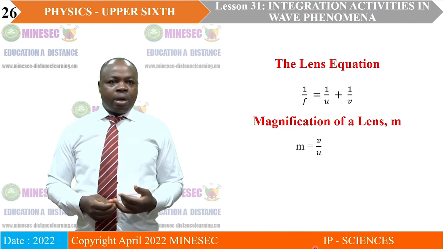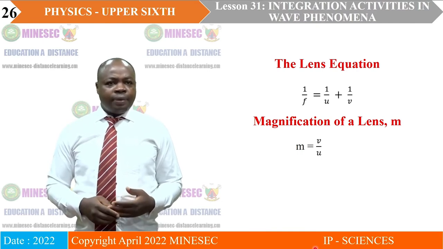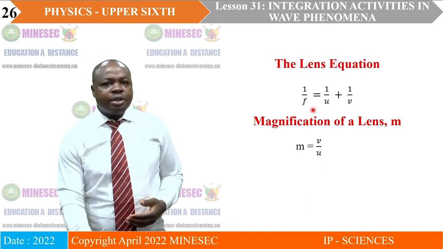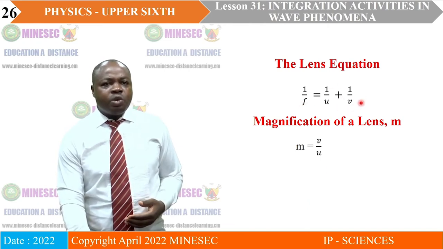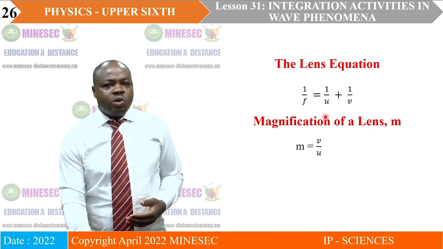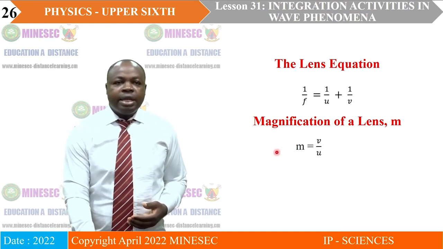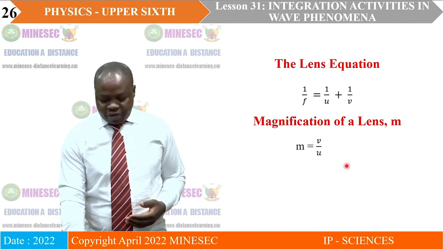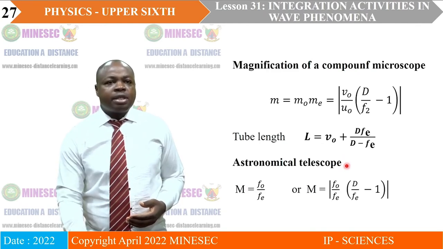Now, in optical physics, we have the lens equation, 1 over f equals 1 over u plus 1 over v, where f is the focal length, u the object distance, and v the image distance from the lens. The magnification is calculated as the ratio of the image distance from the lens to the object distance from the lens.